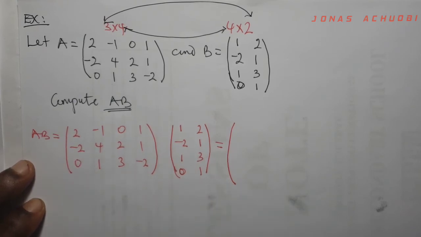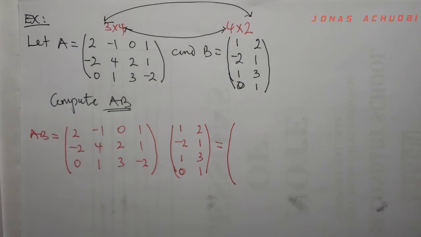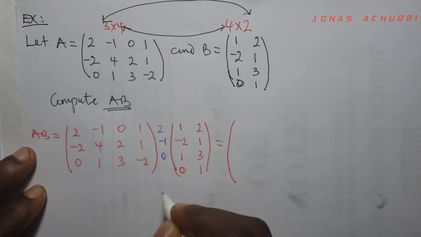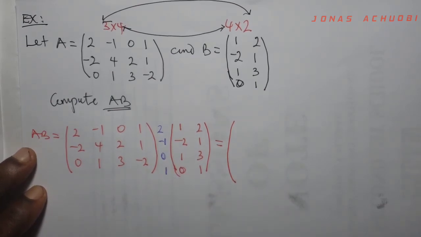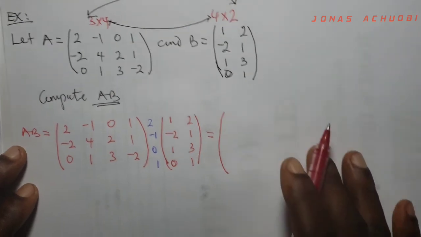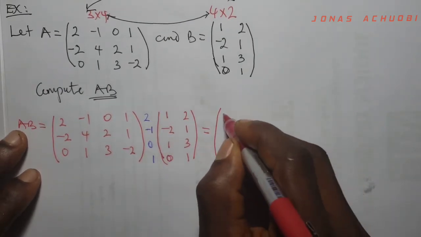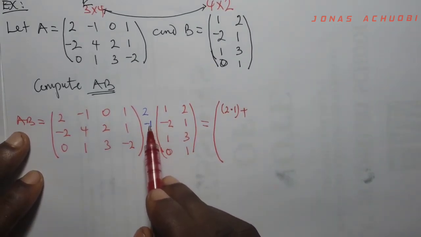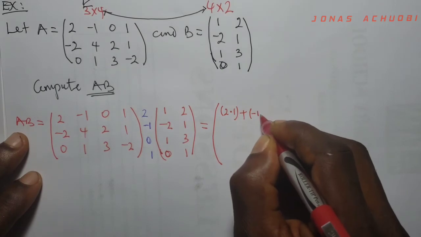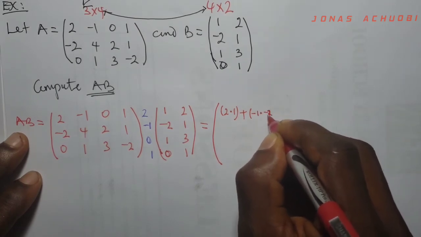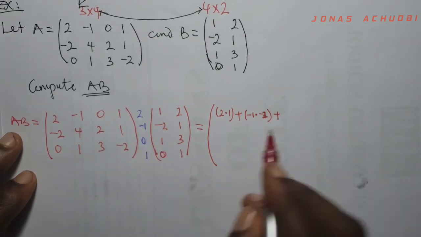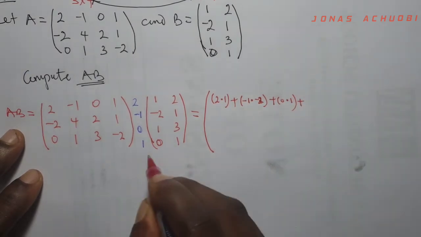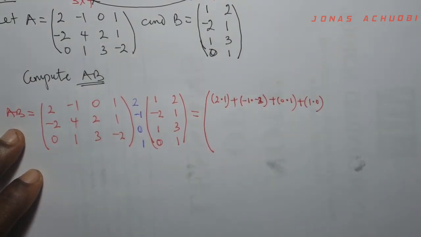If matrix A had more rows, we'll keep repeating it till we get to the last row. So what's the first row? First row is 2, negative 1, 0 and 1. That's how I'll do it. It helps me understand. So I now proceed. 2 times 1 plus minus 1 times minus 2, plus 0 times 1, plus 1 times 0.